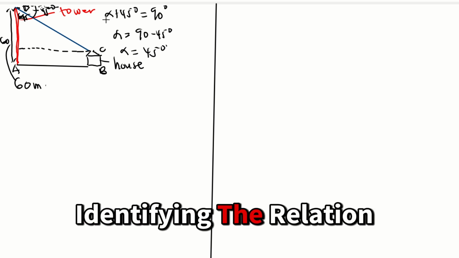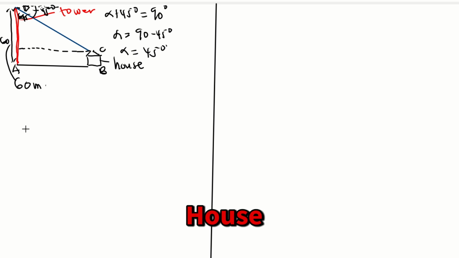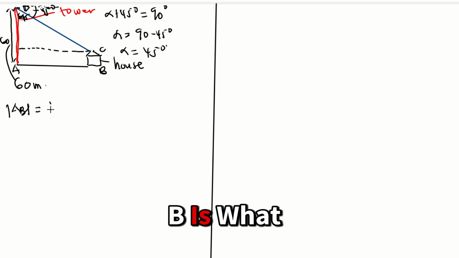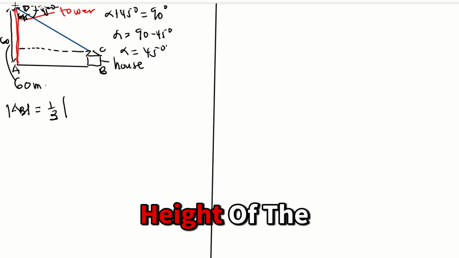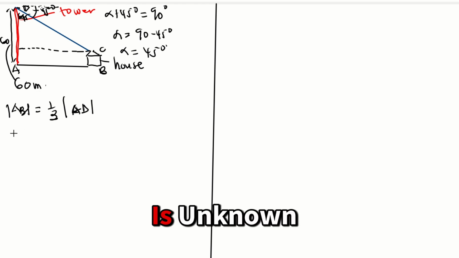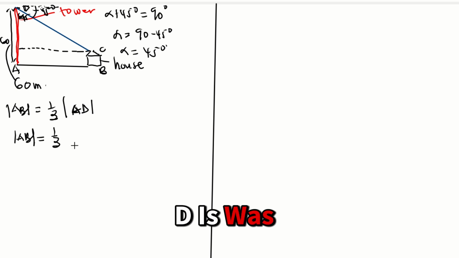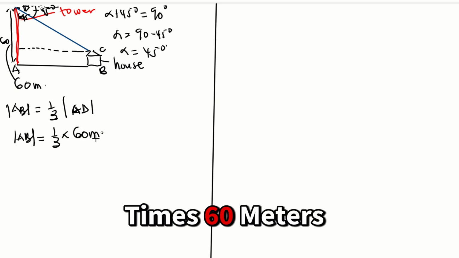Then we identify the relation that the distance AB, which is the distance between the tower and the house, is 1/3 of the height of the tower, which is AD. So this is AD. But our AB here, which is unknown, is equal to 1/3 times AD, which is 60 meters. So this is 1/3 times 60 meters.